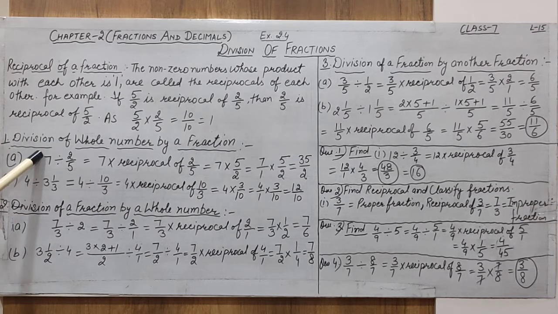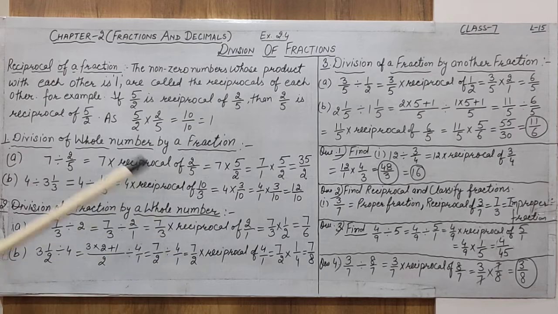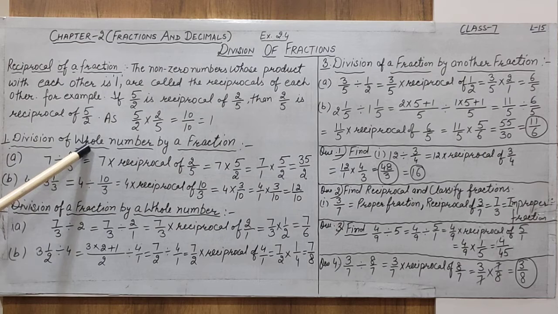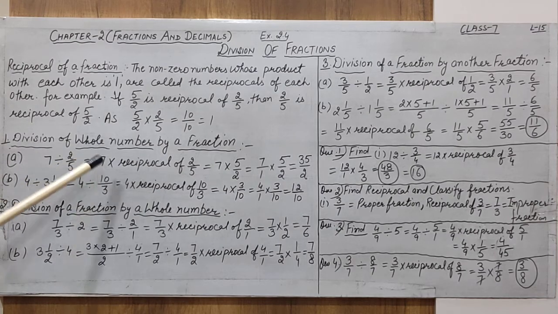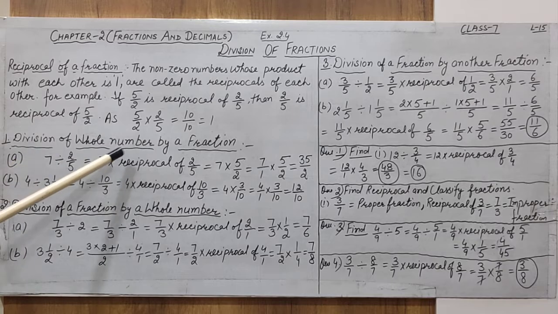First type, division of whole number by a fraction. How can we divide a whole number, that is 1, 2, 3, starting from 0, all the numbers that are whole numbers, complete positive numbers, by a fraction? Alright, now let us take a few examples to understand how the division of a whole number by a fraction is possible.